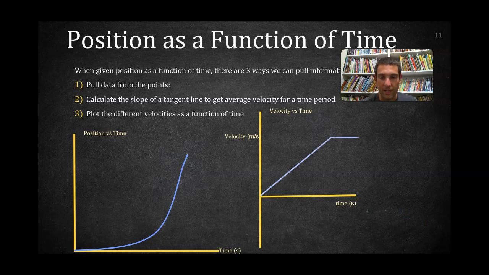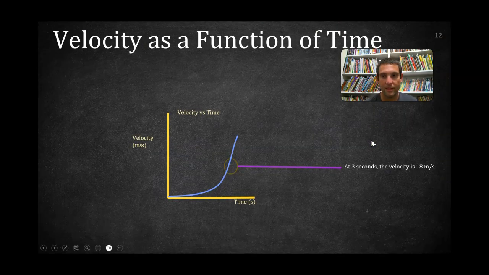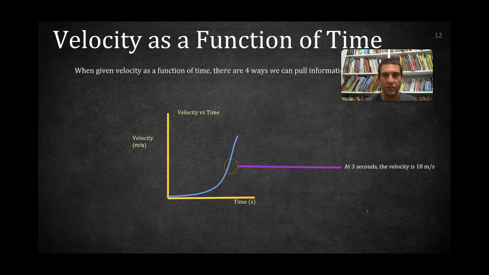Here we are on our velocity versus time graph on the right. We have our velocity starting at 0 and going positive, going towards a positive direction. And then it starts positive and it goes to a constant velocity, which is a flat line. Which brings us to velocity as a function of time.